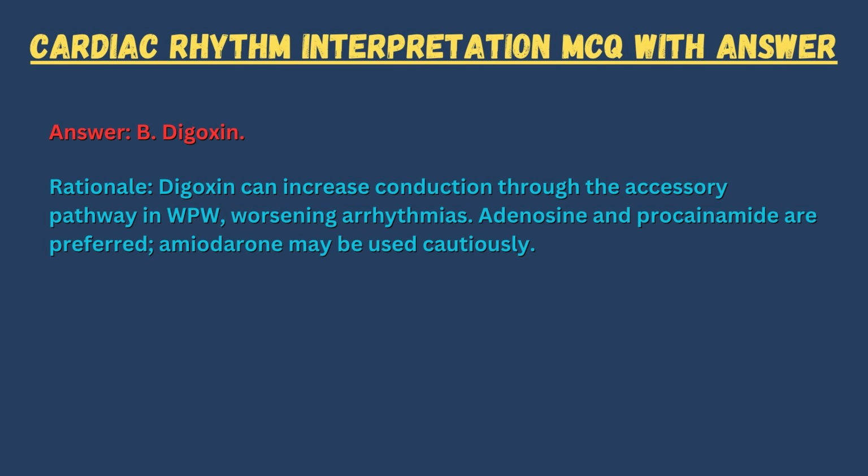Answer: B. Digoxin. Rationale: digoxin can increase conduction through the accessory pathway in WPW, worsening arrhythmias. Adenosine and procainamide are preferred. Amiodarone may be used cautiously.